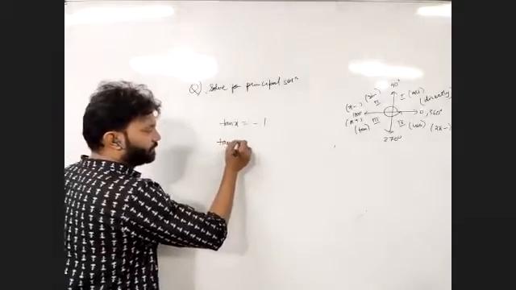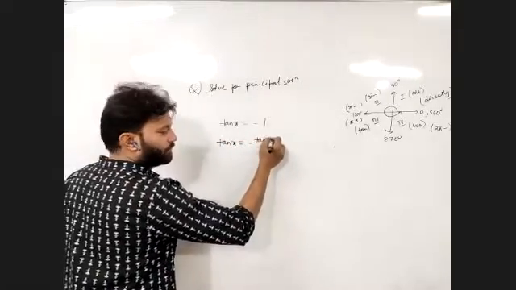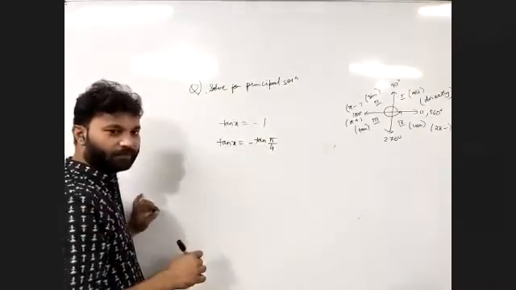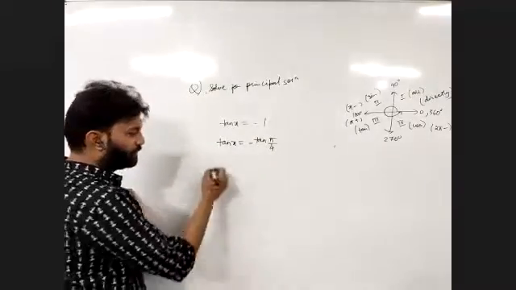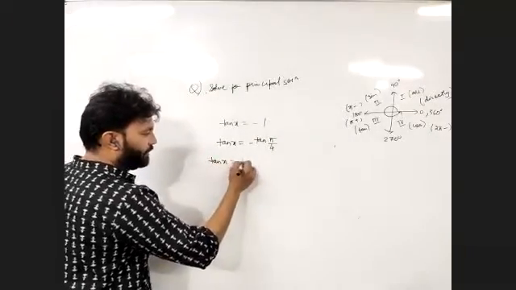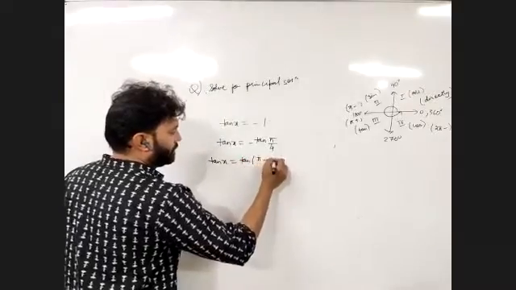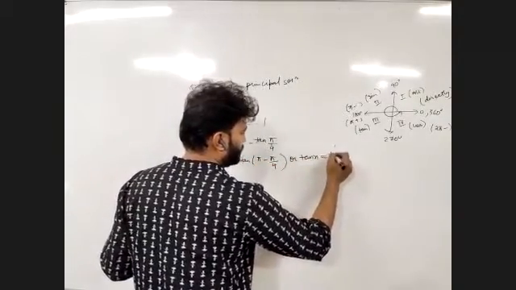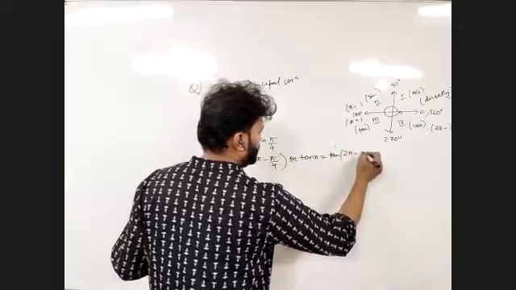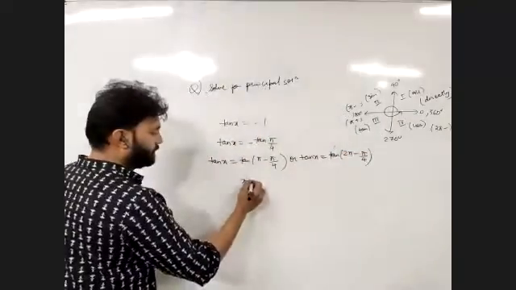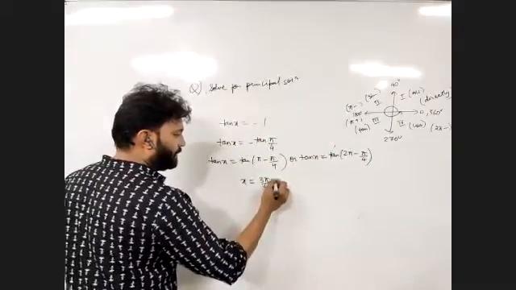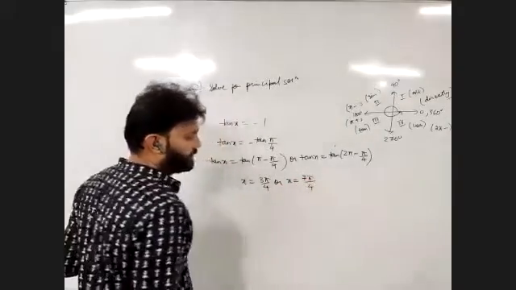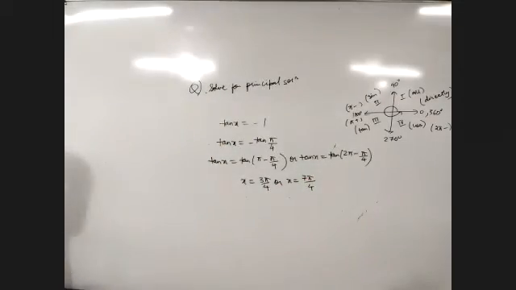When is tan 1? 45 degrees, that is pi by 4. Now when is tan negative? Second and fourth. How to adjust it in the second quadrant? So x will be equal to 3 pi upon 4 or x equal to 7 pi upon 4. This is the principal solution.